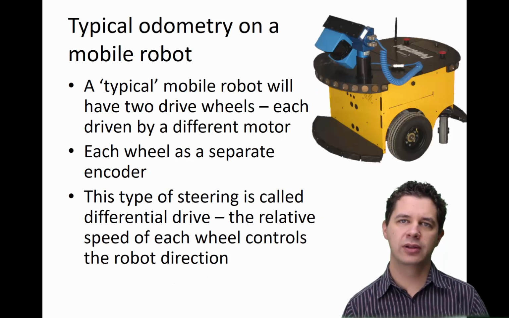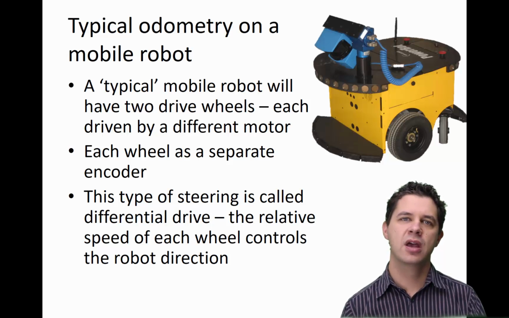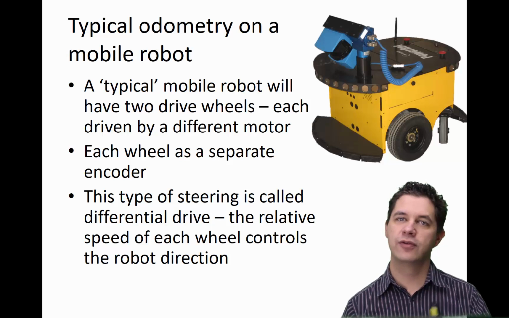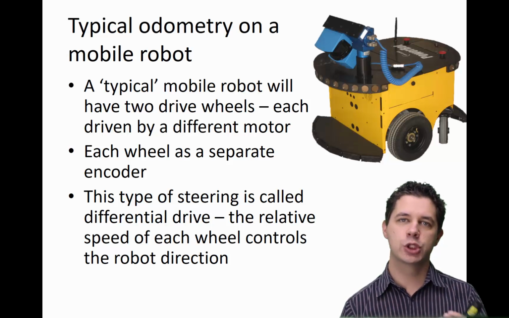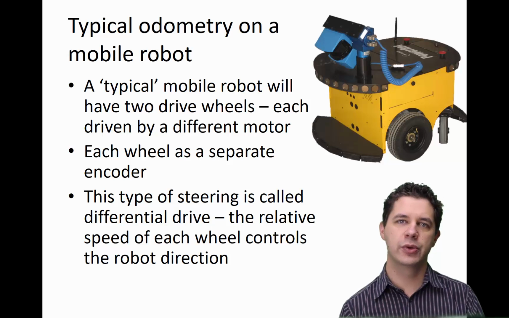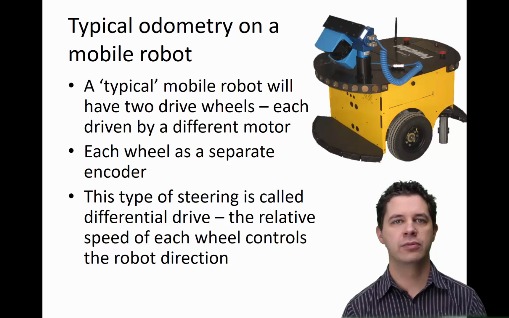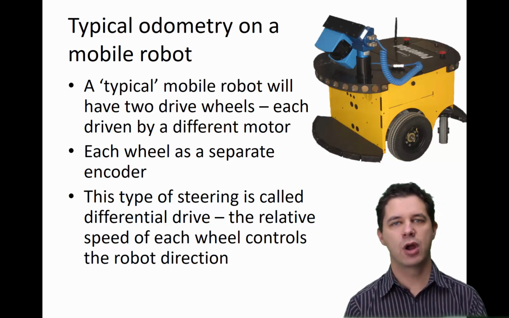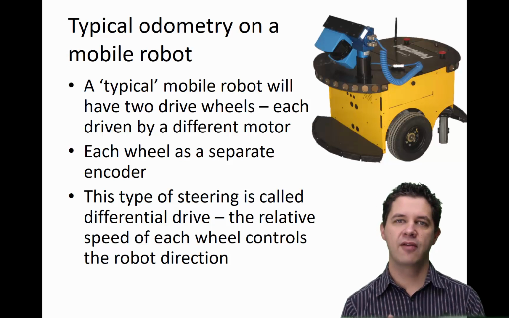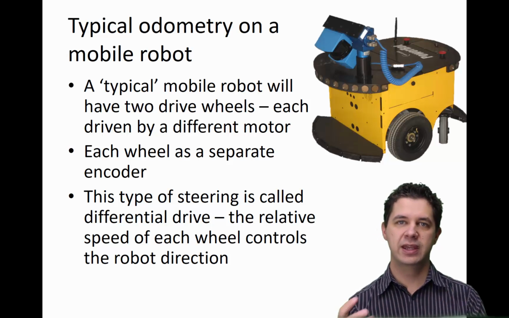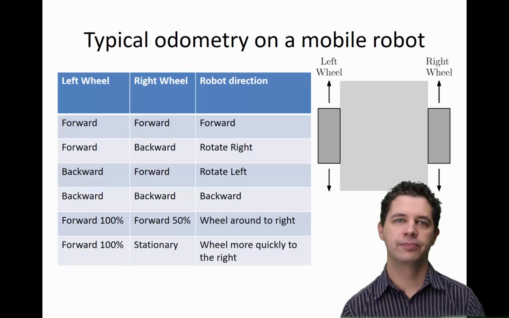So a typical robot, and when we say a typical robot, there's lots of configurations, and we'll look at these in later videos, but we'll typically have 2 drive wheels, and each of those drive wheels will be driven by a different motor. Each of those drive wheels will also have a separate encoder, so we can work out the distance traveled by the left wheel and the distance traveled by the right wheel. And it's this sort of driving that we call differential drive, where the speed of the robot and the direction of the robot is governed by the differential speed between the left and the right wheel.